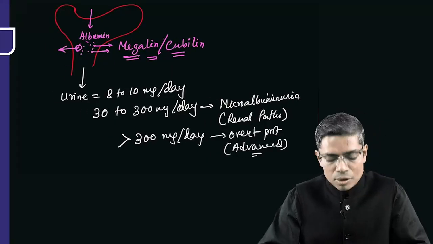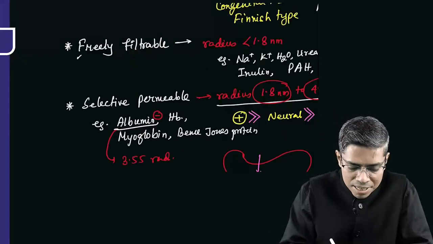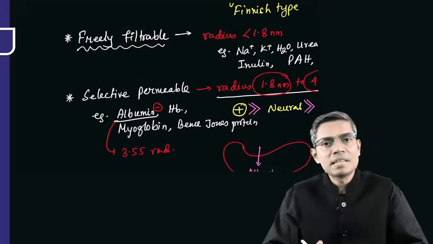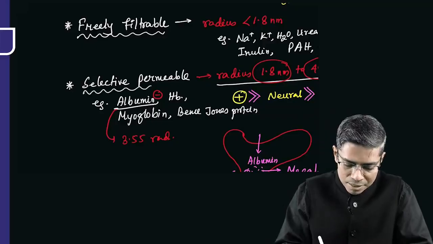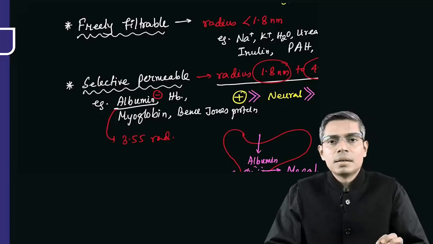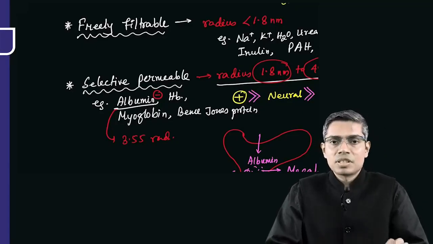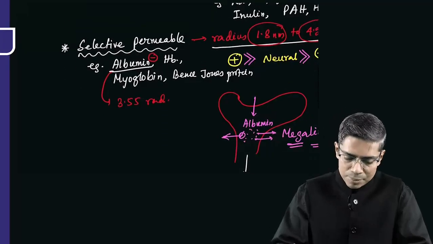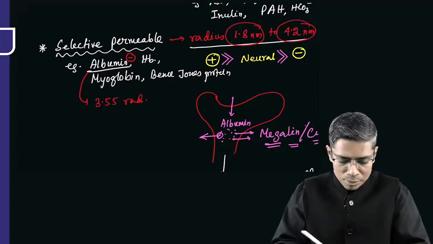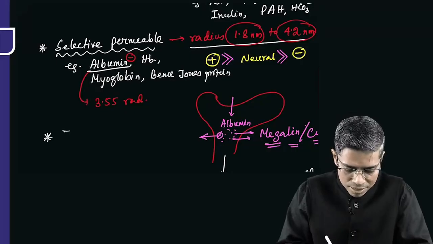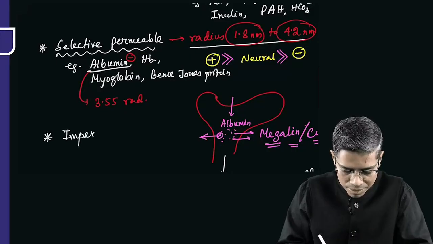So you have to remember that freely filterable substances means they will be easily filtered without any hindrance. Selective permeable substances means the filtration will depend on the charge of the molecule, and if the molecular radius is beyond 4.2 nanometer, then they are known as impermeable substances.